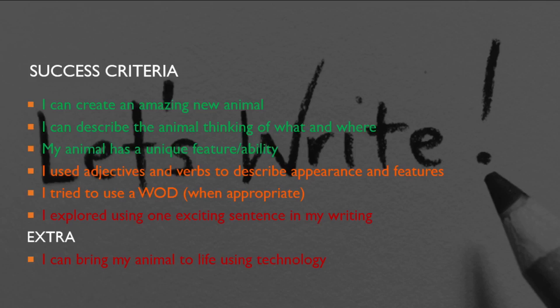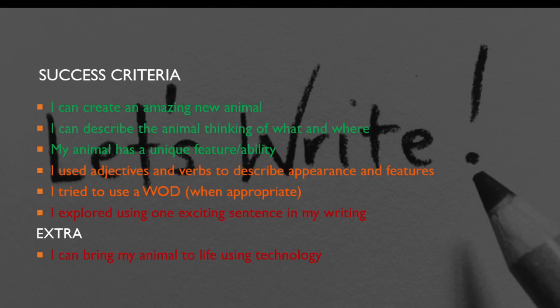The orange writing is stuff that most people should be able to try, and then the red stuff is things that if you feel very confident you can try. If you're not so confident, you might want to leave this time. You'll also notice it says extra, which is going to be in a different video from this. I'm going to show you how to bring your new animal to life. So let's have a look at the writing lesson first.